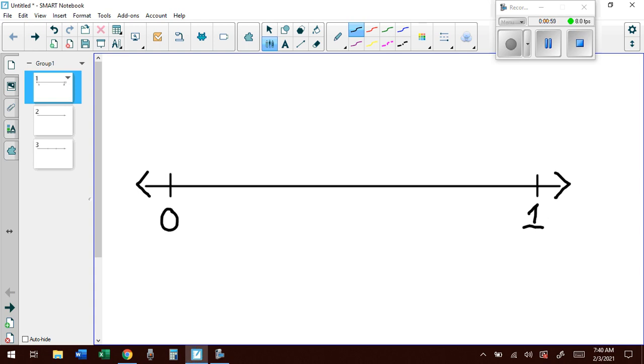Going back to the candy bar references. We have one whole here, and we are going to split that into thirds. So each unit fraction would be 1/3, 1/3, and 1/3.